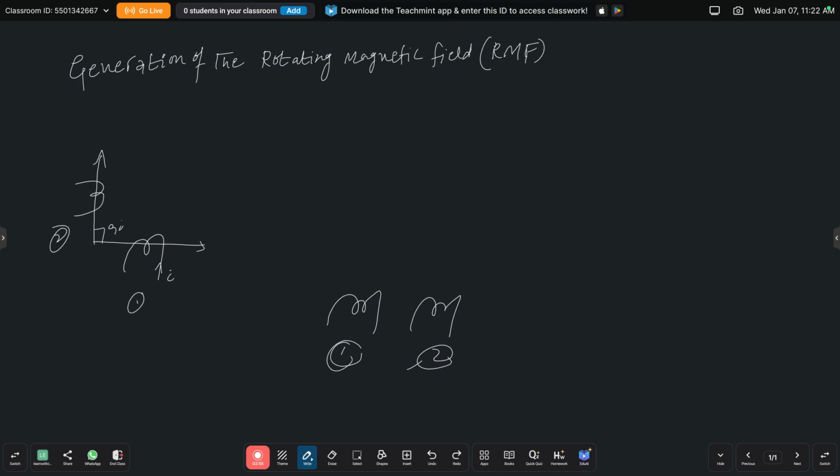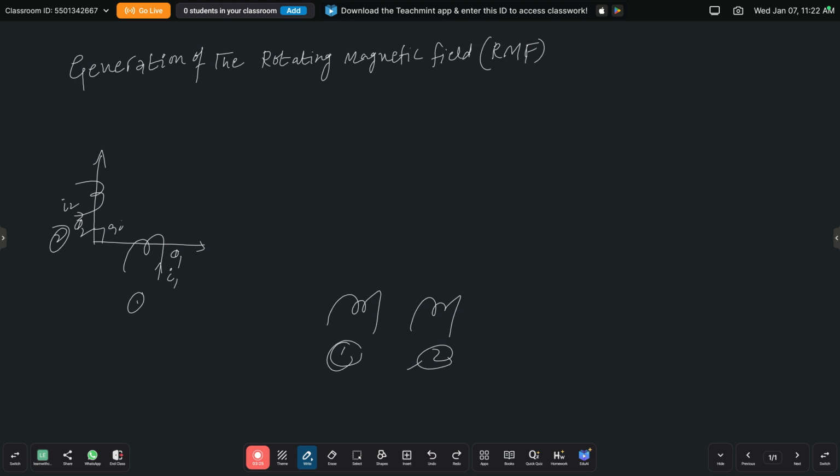In the first coil the current flowing is I1, in the second coil the current flowing is I2. Whenever current is flowing in a conductor or coil, flux will be produced. The I1 current produces flux phi1, and the I2 current in the second coil produces flux phi2.